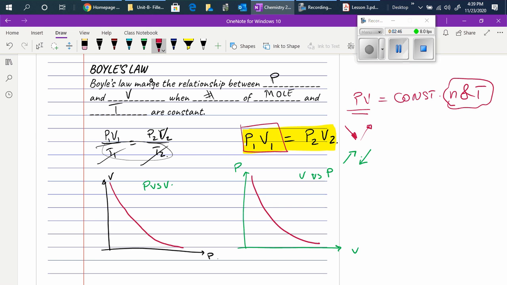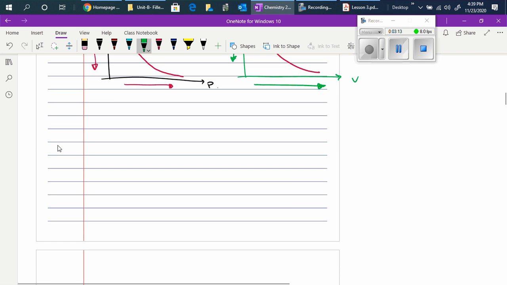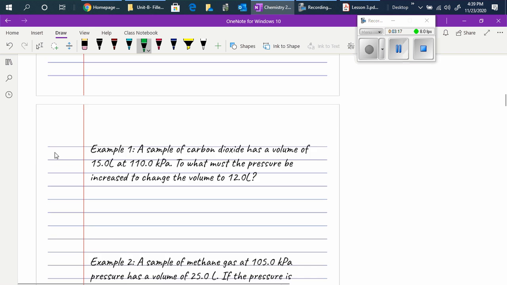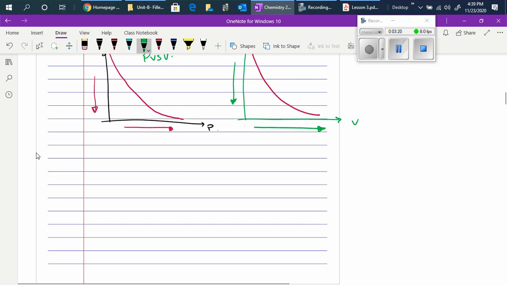Okay, so now as the pressure increases, volume will decrease. And in this case, as the volume increases, the pressure will decrease. Okay. So this is in terms of how the graphs look like. Now, a sample. Oh, let's do some more here.